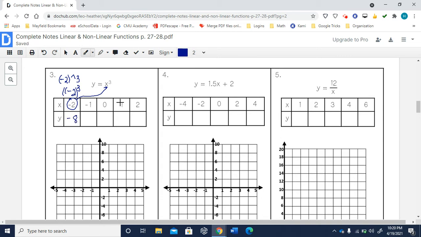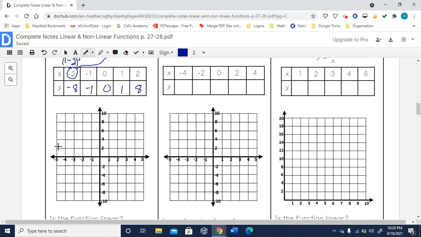Then I have -1 to the third power, which is -1. 0 to the third power is 0. 1 to the third power is 1. 2 to the third power is 8. And now we can graph all of these points on the graph. So I have -2, -8, -1, -1, 0, 0, 1, 1, and 2, 8.